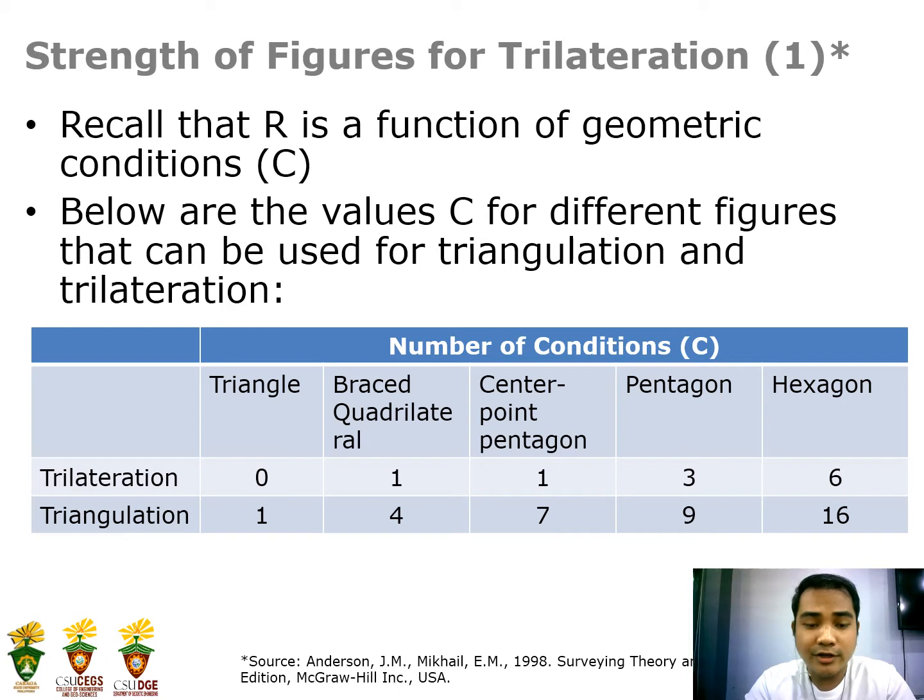For a triangle, in trilateration the number of conditions, C, is 0, while in triangulation C is 1. For a braced quadrilateral, in trilateration C is 1, and in triangulation it is 4. Another figure is the center point pentagon: for trilateration C equals 1, and for triangulation C equals 7. For a pentagon, in trilateration C equals 3, and in triangulation C equals 9. And for a hexagon, in trilateration C equals 6, and for triangulation C equals 16.